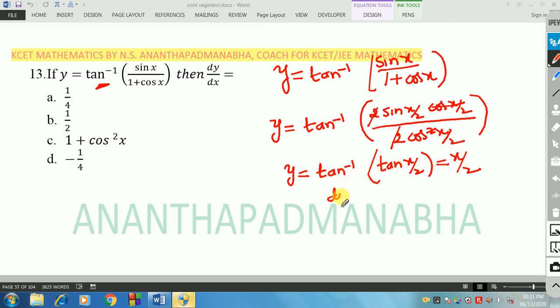So therefore, dy by dx, now we can differentiate this. 1 by 2 is constant and the derivative of x is 1. So dy by dx is equal to 1 by 2 is the correct answer, which is in option B here.